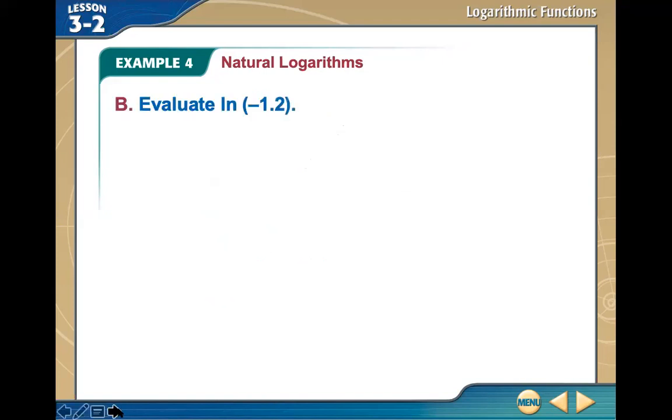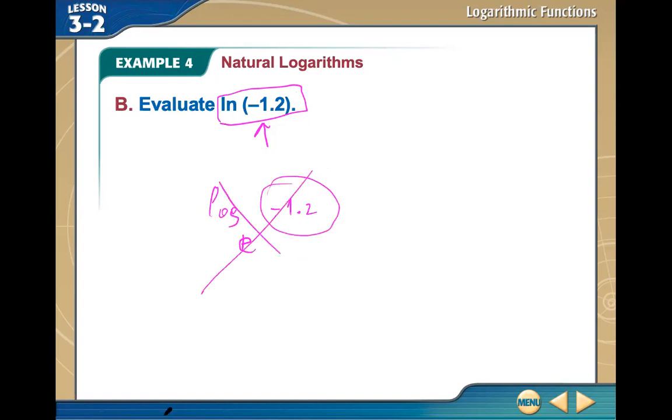Now, what about this? Directly you're supposed to say the answer. Since this is negative, we don't have logarithms of negative numbers. ln means logarithm to the base e of negative 1.2, but this is negative, so we don't have a negative number logarithm, so it is undefined. So there is no real solution.